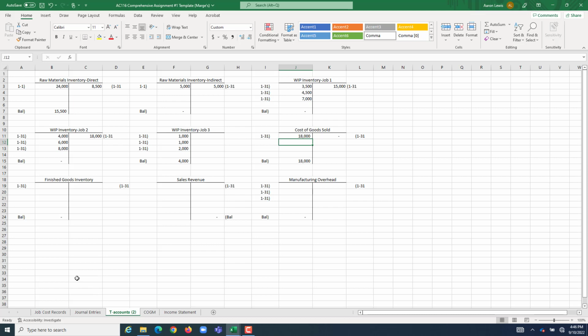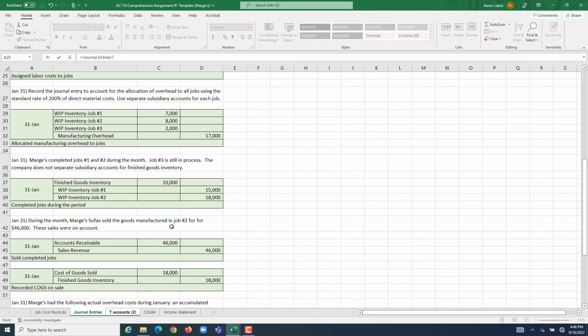We don't have anything else for that right now, so let's move on to finished goods inventory. We moved the cost of completed jobs into finished goods inventory with a debit right here. When we completed job 1 and job 2, we put $33,000 worth of cost into finished goods. So let's bring that $33,000 debit over to our T's.